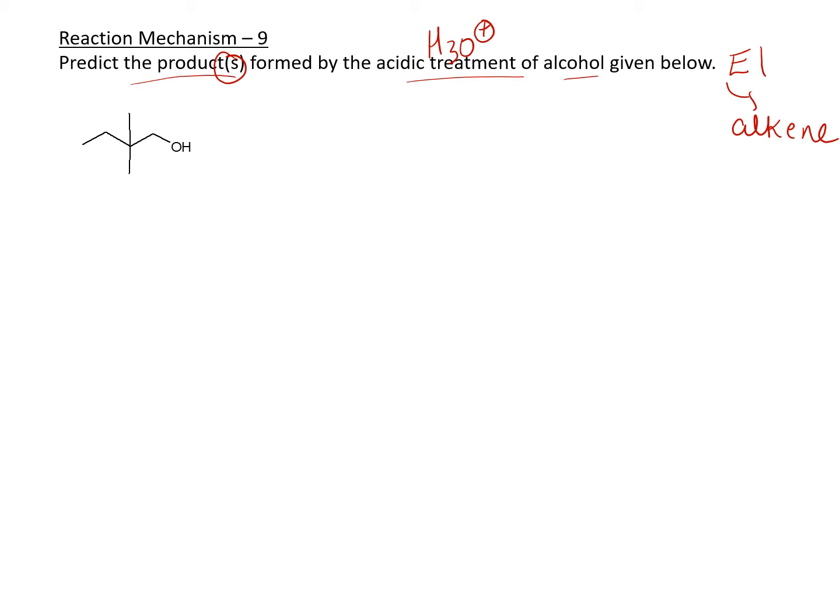Okay, so now let's try the mechanism out. Here we have an alcohol. Alcohols have this OH group, and OH groups are terrible leaving groups. So in order to make them good leaving groups, you need to turn them into a better leaving group, and the best way to do that is by protonating them. So you take the OH and you protonate it, and now you get something like this.